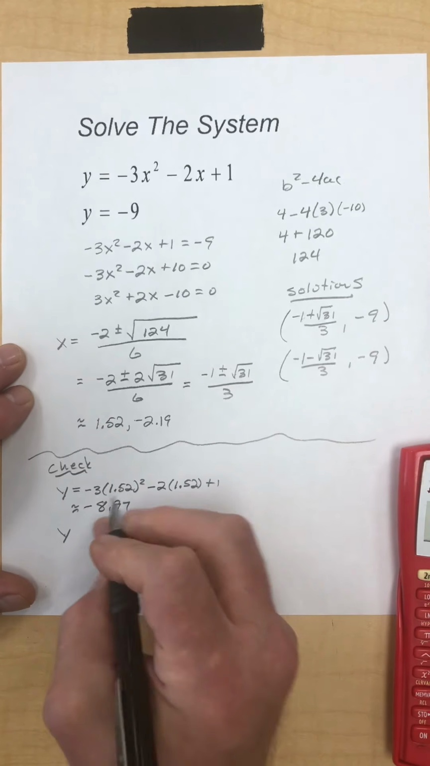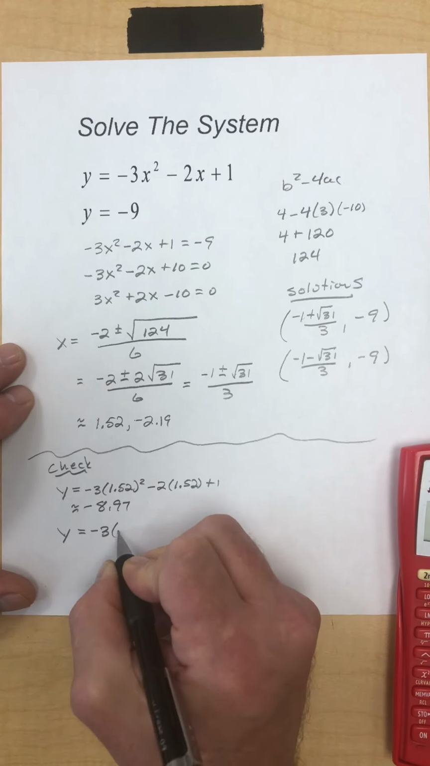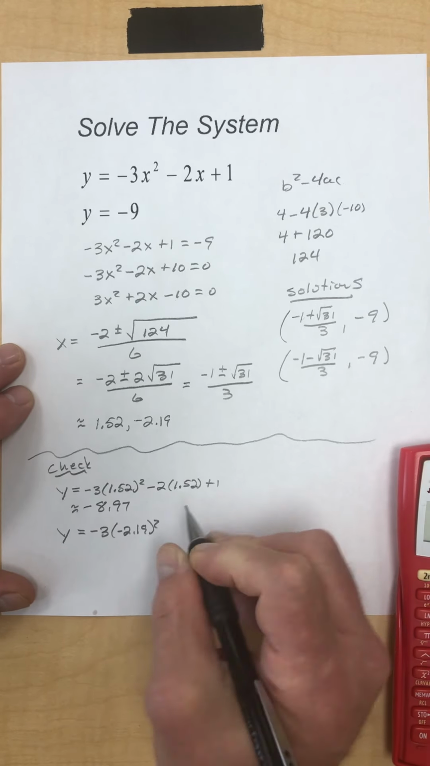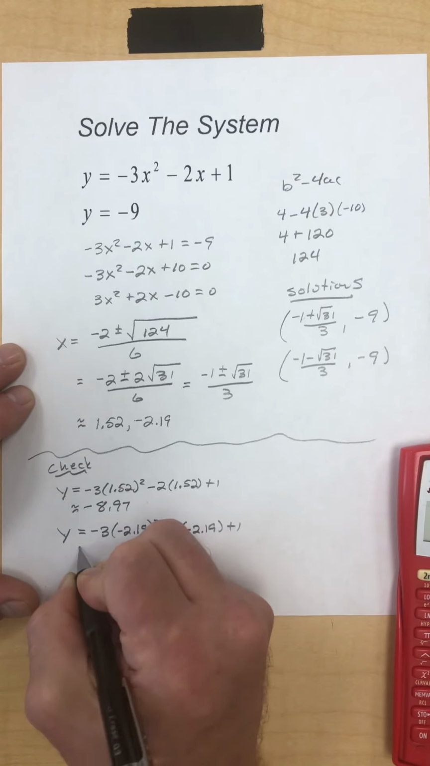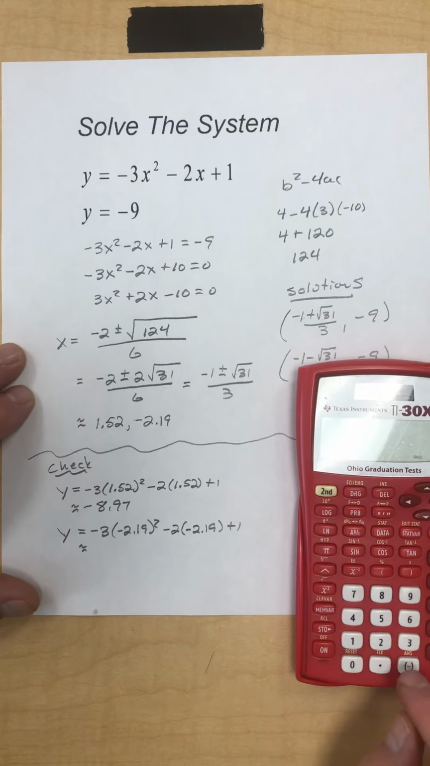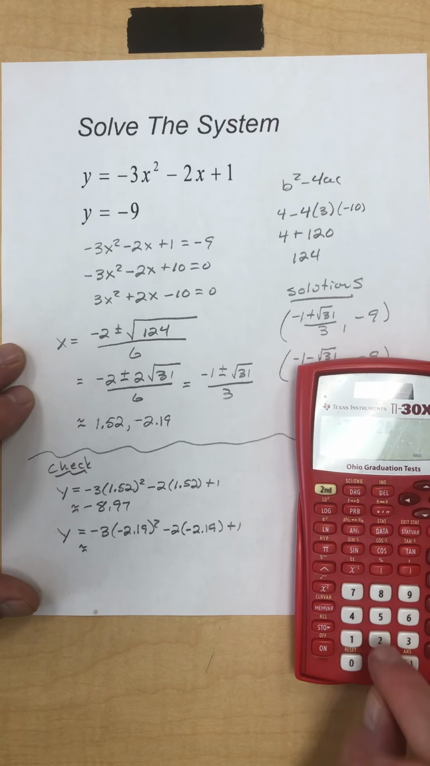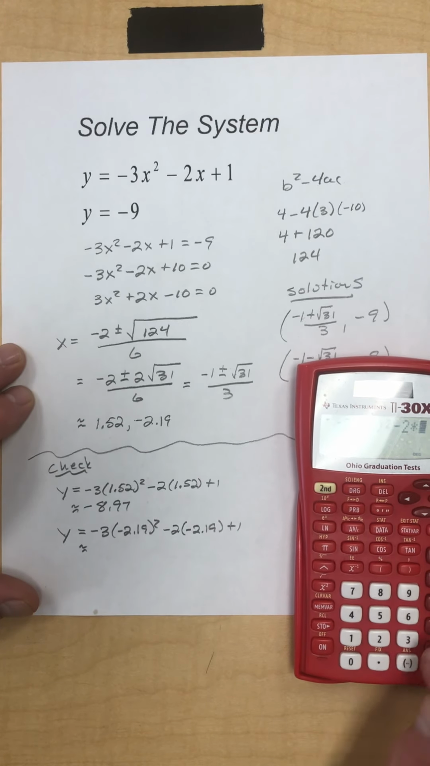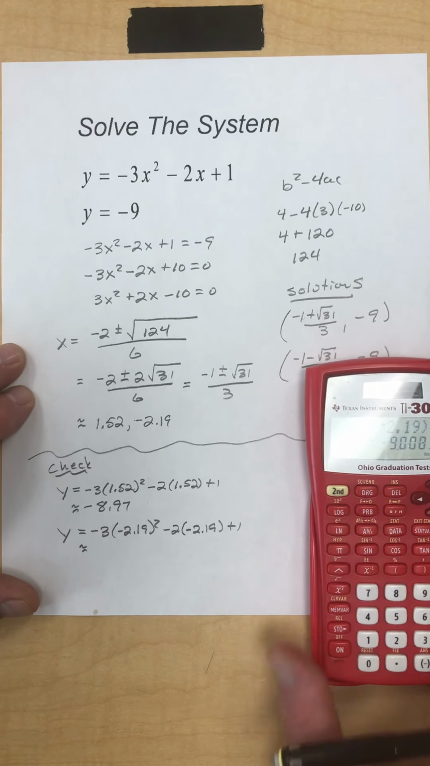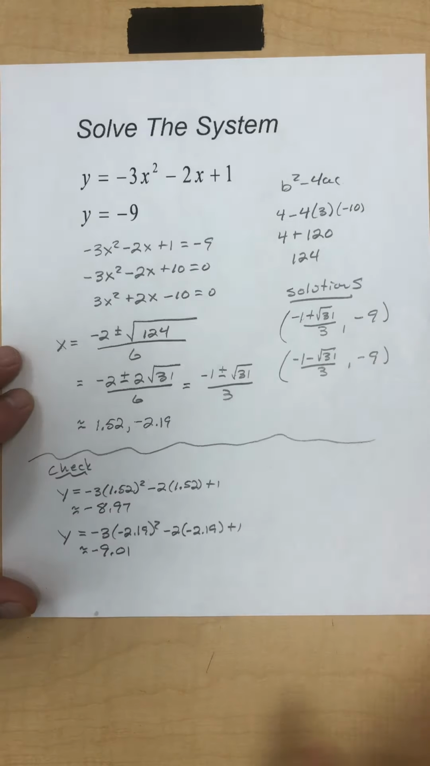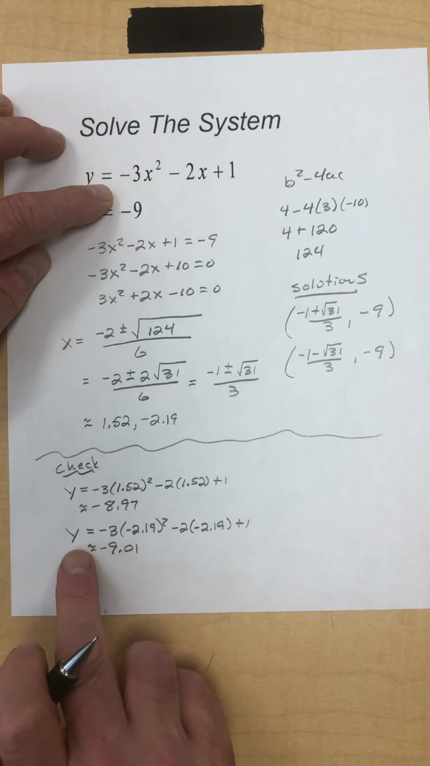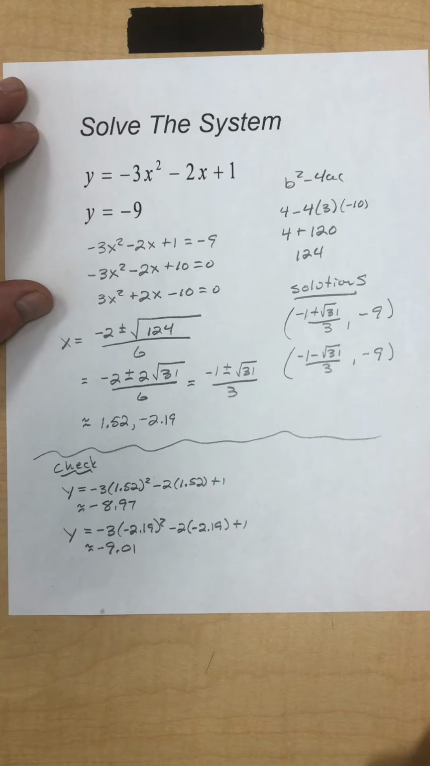Okay, let's do it for negative 2.19. So negative 3 times negative 2.19 squared minus 2 times negative 2.19 plus 1. And let's see what happens. I'm getting negative 9.01 when it's rounded off. Okay, so obviously we should feel pretty good about the numbers we came up with. So we're in good shape there.